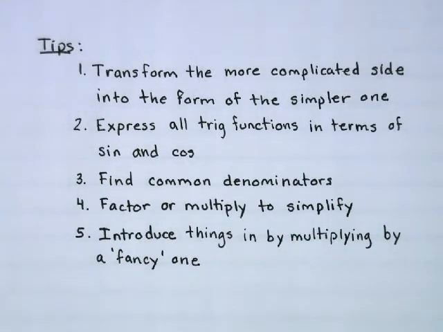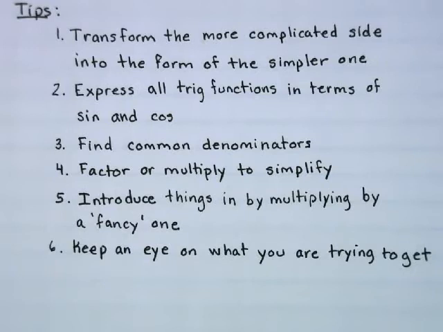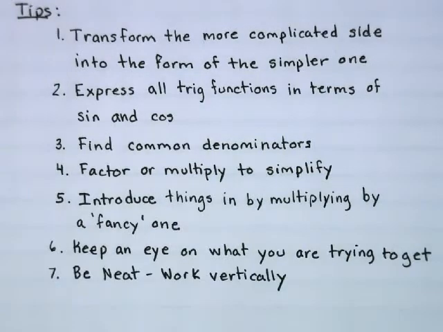Sometimes you're going to need to force the issue. So we can do that by multiplying by 1. So we can introduce things into the problem by multiplying by what I call a fancy 1. Keep an eye on what you're trying to get. If you're trying to get a tangent, then try to make that happen. And this will all make more sense once we get some examples.